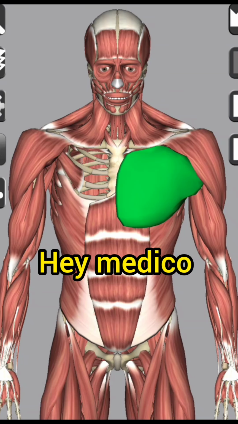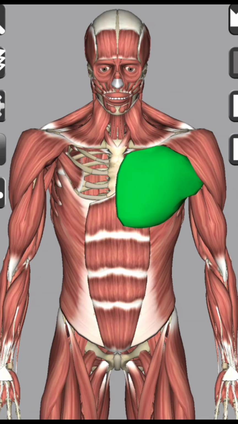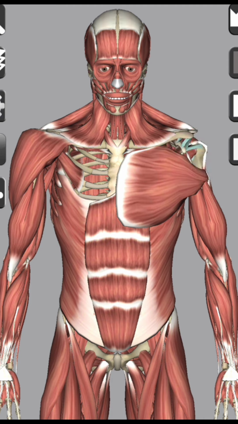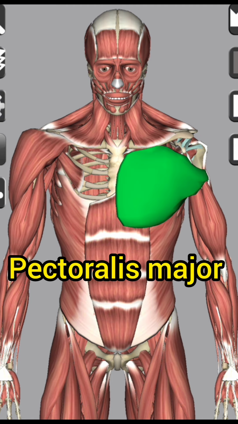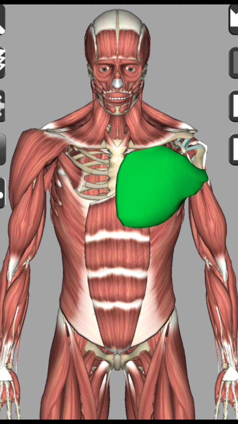Hey medicos, do you know the pectoralis major muscle? I have it pinned out over here. So let's first remove the deltoid muscle so we can clearly see this. And I have already mentioned the link where I have given the origin and insertion of the pectoralis major muscle. But let's quickly revise it.